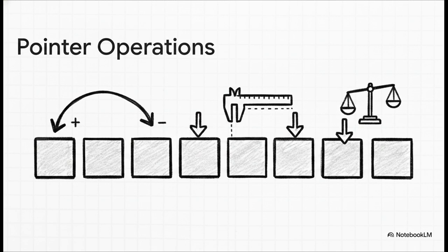Now, normal math doesn't quite work the same way with pointers. If you have an integer pointer holding the address 87994, adding 1 to it doesn't just make it 87995. Because integers take up 4 bytes, adding 1 actually tells the pointer to jump 4 bytes forward to the very next integer, landing squarely on 87998. C allows 4 main operations here. You can add a number to a pointer, subtract a number, subtract one pointer from another to find out how far apart they are, and compare 2 pointers together.